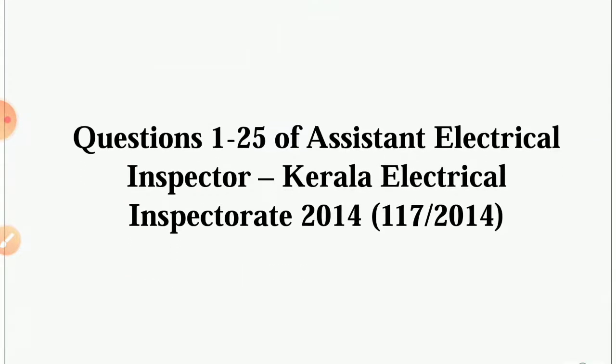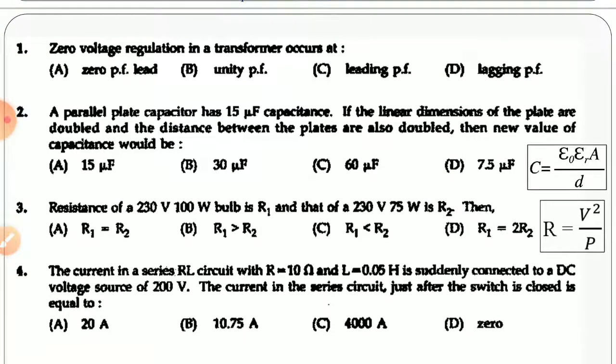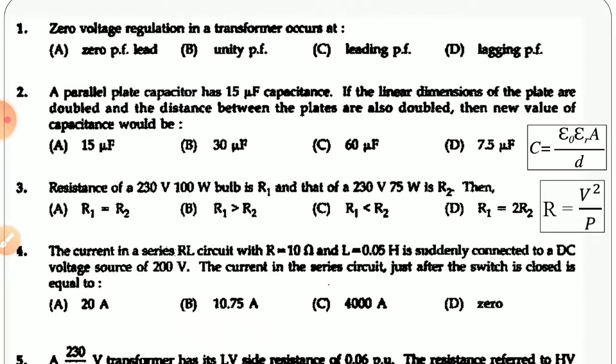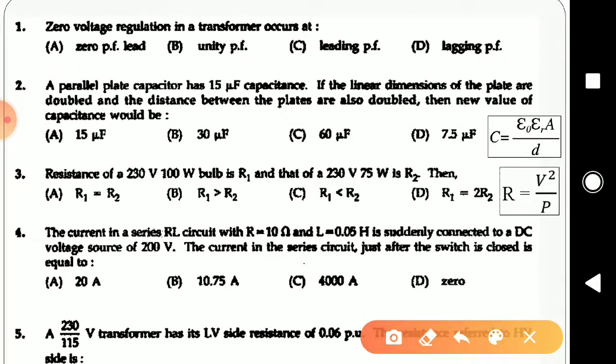In this video, we will be discussing the question paper for the Assistant Electrical Inspector, and the questions discussed will be from 1 to 25. Question 1. The zero voltage regulation in a transformer occurs at the leading power factor. Option C is the correct answer.